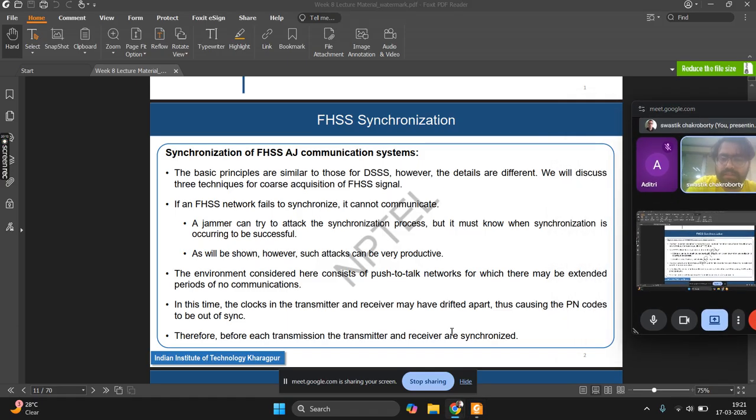How? Because here the frequency is changing according to the incoming code. So the synchronization process here is even more critical, as the frequency with which it will be transmitted depends on the PN sequence code. So frequency is very fundamental to the communication process. If a jammer attacks the synchronization process, and the FHSS network fails to synchronize, it cannot communicate at all.